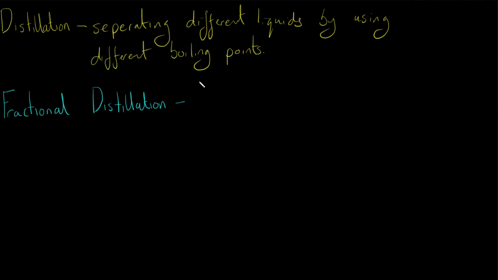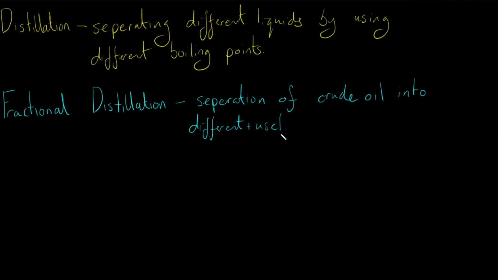Let's get a definition down now for fractional distillation. So fractional distillation is just the separation of a raw material, crude oil, and separating crude oil into different and useful fractions. So that's all that fractional distillation is. It's the separation of crude oil into these useful fractions that we've just talked about.